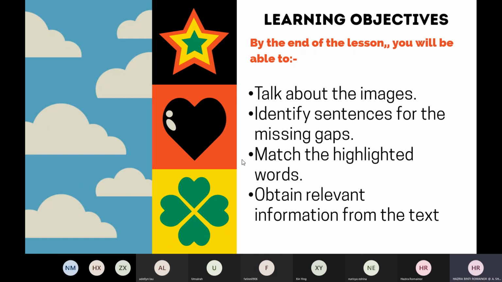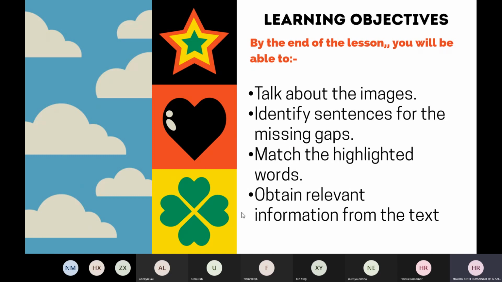Identify sentences for the missing gaps. Means to say that you have to complete the text by identifying the correct sentences. Match the highlighted words. You will notice there are some highlighted words from the text, and obtain relevant information from the text. For this part, I'm going to give you some comprehension questions. Then you have to obtain or find relevant information from the text.